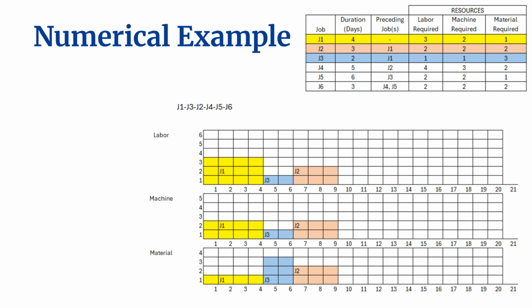Looking ahead at the material profile, we see that J3 finishes at the end of day 6, releasing its 3 units of material. By time 7, all 3 resources, labor, machine, and material, are sufficiently available to support J2's requirements. Consequently, J2 is scheduled to start at day 7, not day 5, despite being precedence-ready 2 days earlier. This delay exemplifies how resource limitations directly extend project makespan beyond what logical dependencies alone would dictate.